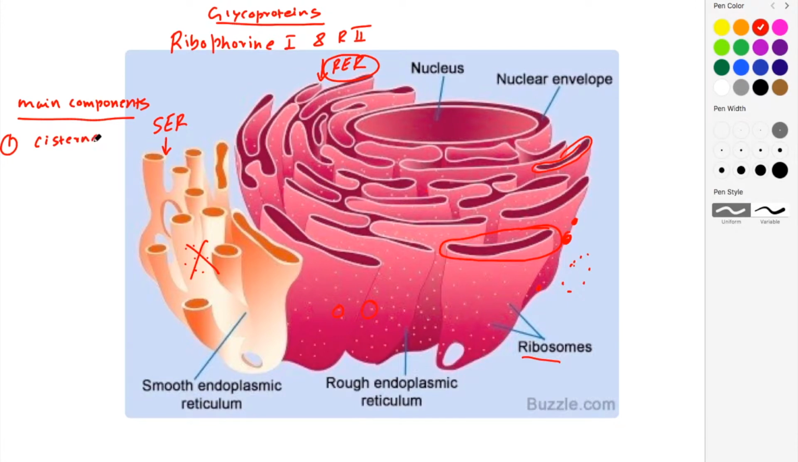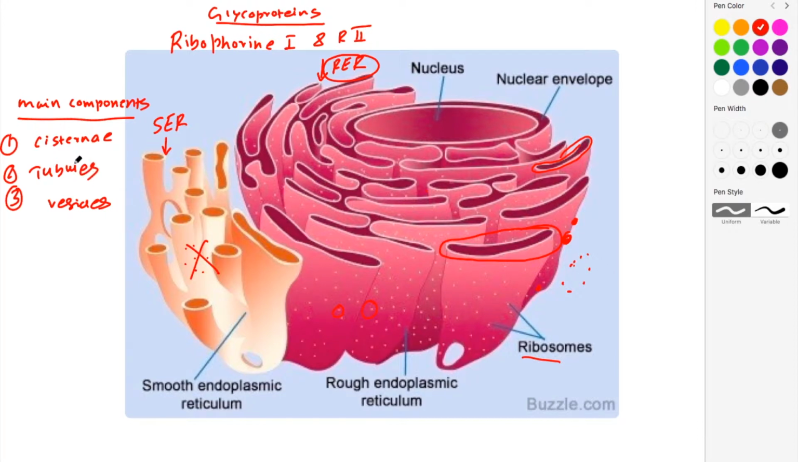Cisternae, right? Another is called tubules, right? And the third one we call vesicles. Okay, so cisternae, as I mentioned, are sac-like structures, and these are usually unbranched, and ribosomes are present. Tubules have no ribosomes on them.